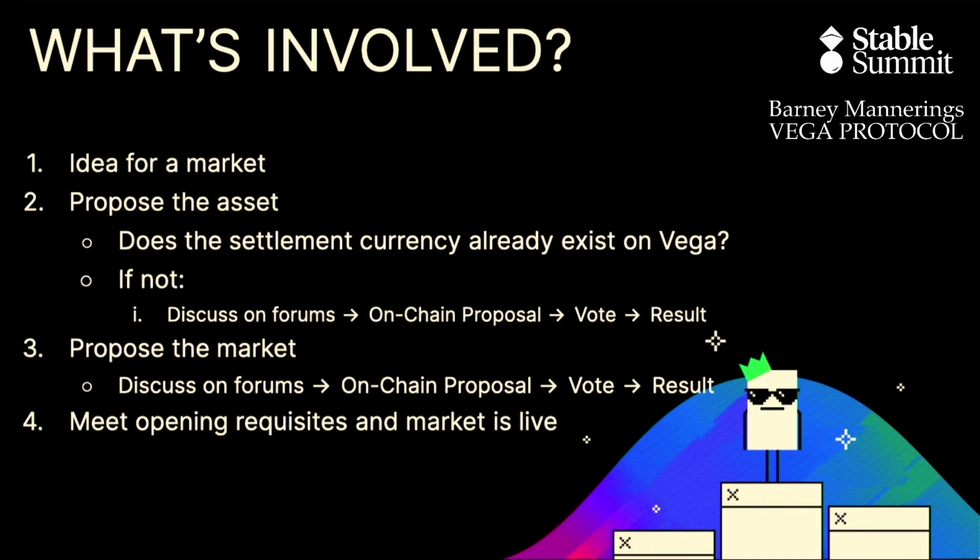It's fairly simple. Once you've got the asset on chain, you're going to propose your market. That's a similar kind of flow. You're going to discuss it, you're going to propose it, and then it's voted on and goes live. But the discussion is probably a little more involved because you're worrying about risk parameters and price monitoring and this kind of thing. Once you've got all that, there's a couple of last requisites for the market to enter live trading, but they're fairly light and we'll cover those too.